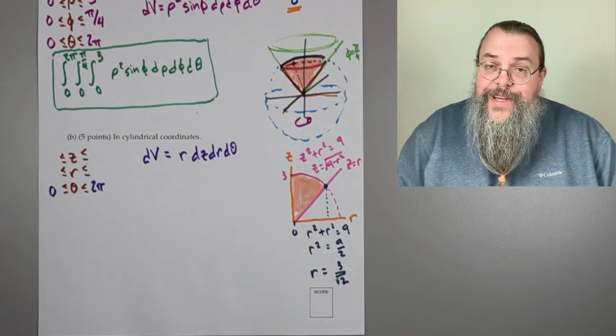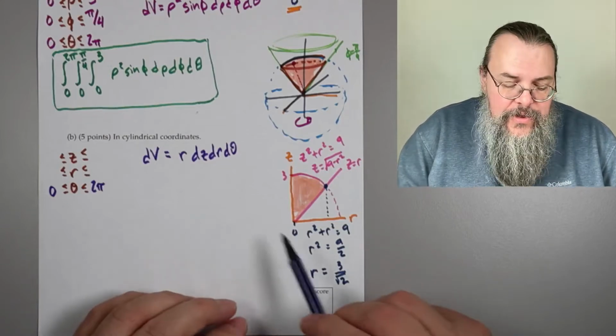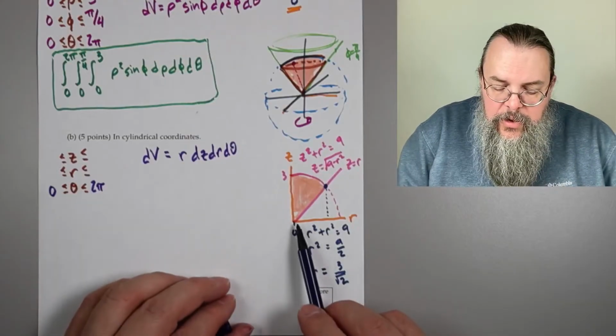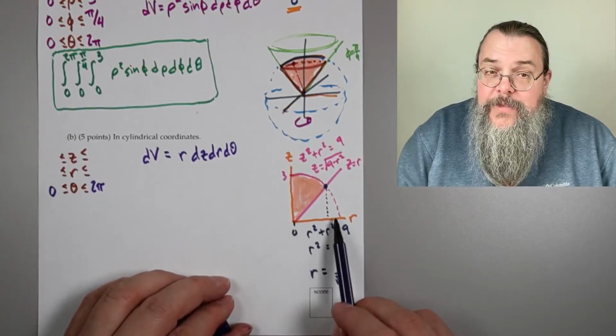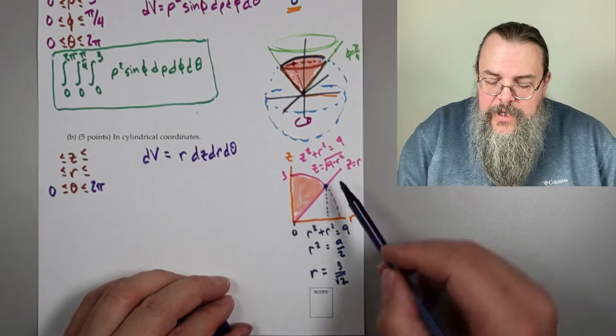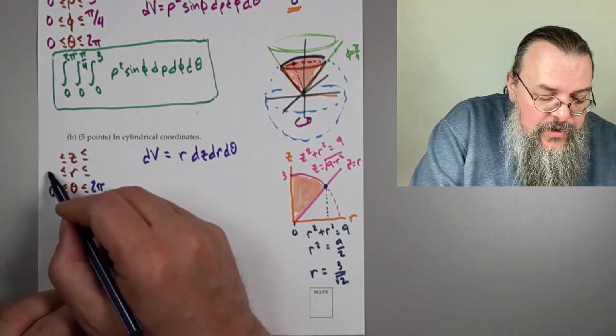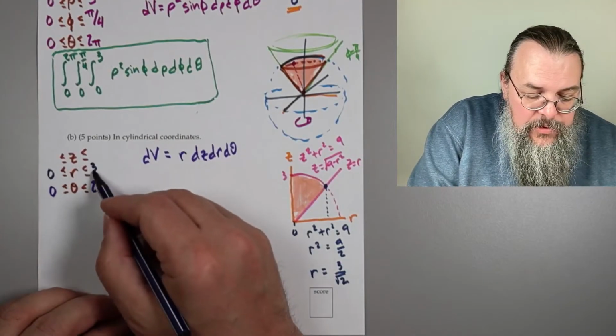Okay, so what does that say about our bounds? Well, to describe this, we're going to start by going with r bounds. Where does r go from? It goes from 0 up to this value 3 over root 2. So 0 up to 3 over root 2.